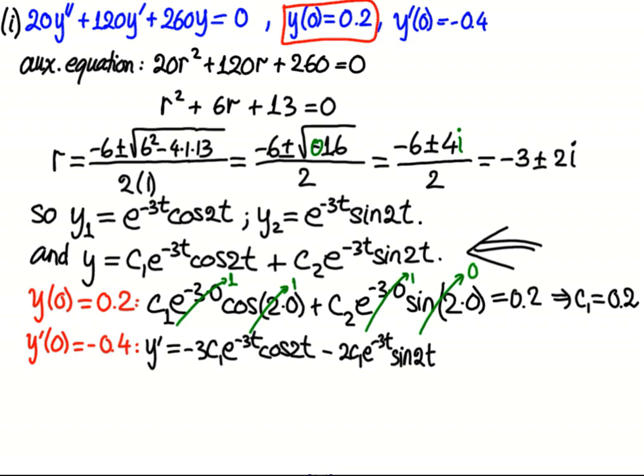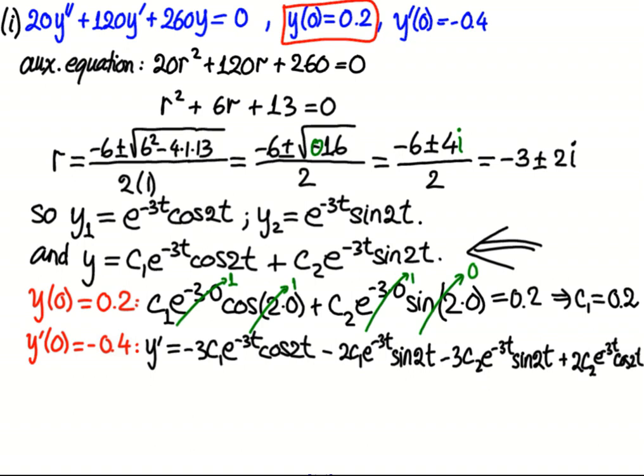And now on to the second term. It's going to be negative 3 c2 e to the negative 3t sine of 2t, and then plus, since the derivative of sine is positive cosine, 2 c2 e to the negative 3t cosine of 2t.